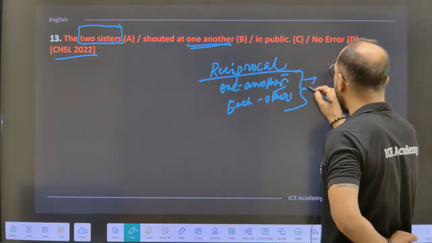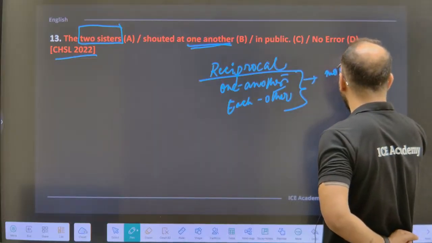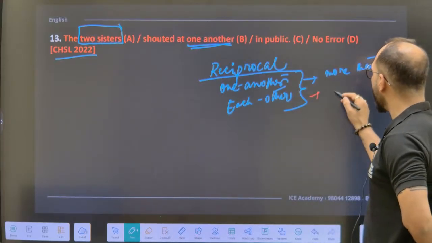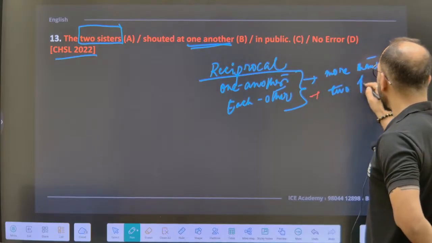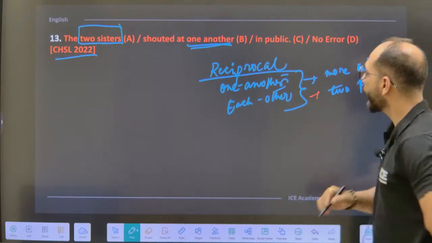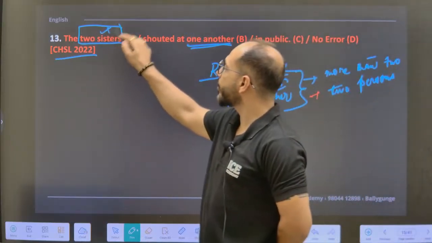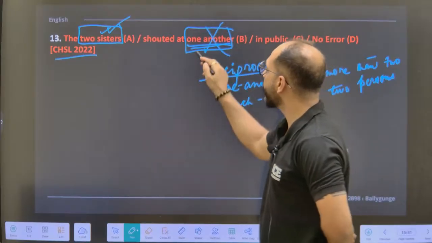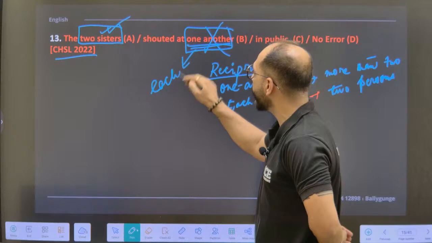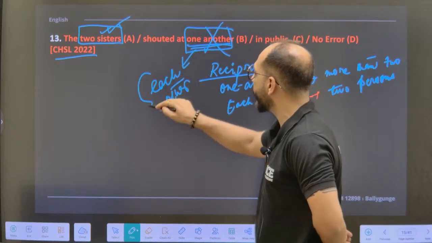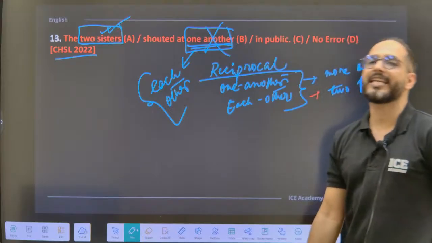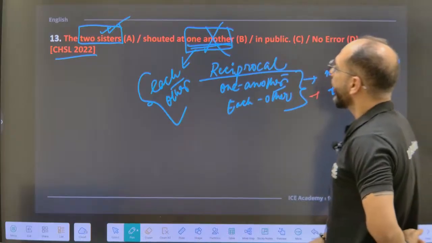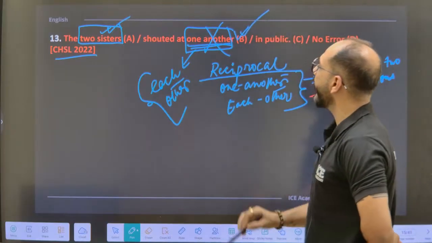Now one another, that is used for more than two persons, and each other is used only for two persons. Okay, now here two sisters is given, so one another cannot be used here. This must be replaced by each other. যেহেতু এখানে দুজন বলেছে আমরা one another ইউজ করতে পারবো না, আমাদেরকে each other ইউজ করতে হবে। বোঝা গেল তো? তাহলে কারেক্ট আনসার হচ্ছে বি পার্ট contains an error.